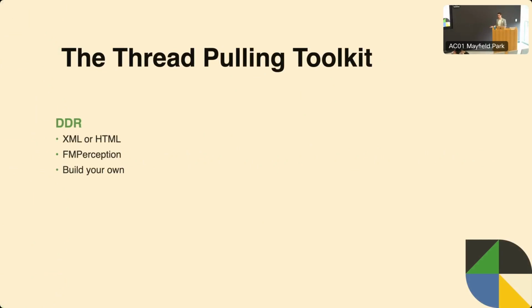DDRs. DDRs are invaluable here. So FileMaker can export either as XML or HTML. If your system's small enough, maybe the HTML is fine. But I've killed browsers before trying to do that in the HTML. So with the XML, you can use FM Perception. I know that's kind of a standard tool.